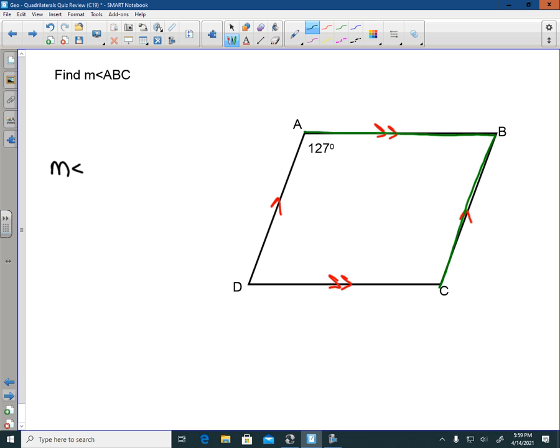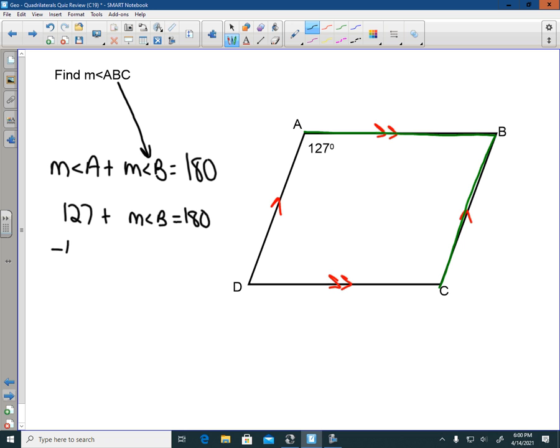If we take the measure of angle A and we add it to the measure of angle B, because consecutive angles are supplementary and A and B are consecutive angles, then we know that they have to add to 180. Now we know that the measure of angle A is 127 degrees, and to that we're going to add the measure of angle B. Now keep in mind that measure of angle ABC, we're just saying measure of angle B, so we don't have to write a bunch of letters all the time, but it's essentially the same thing. That's going to equal 180.